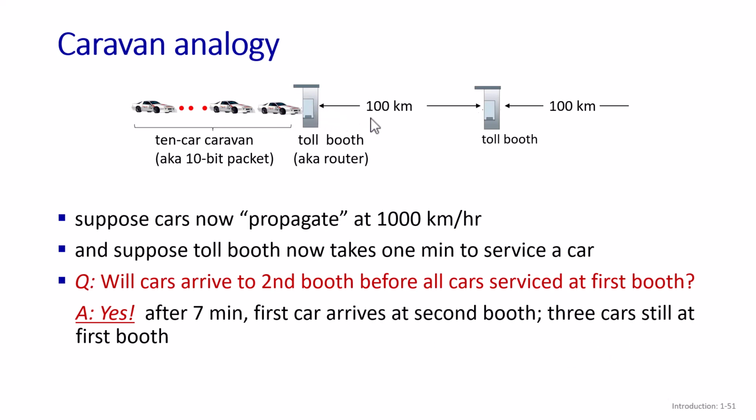Now, this shows the importance of the propagation. When the propagation is much higher than the processing, then a queue will occur.